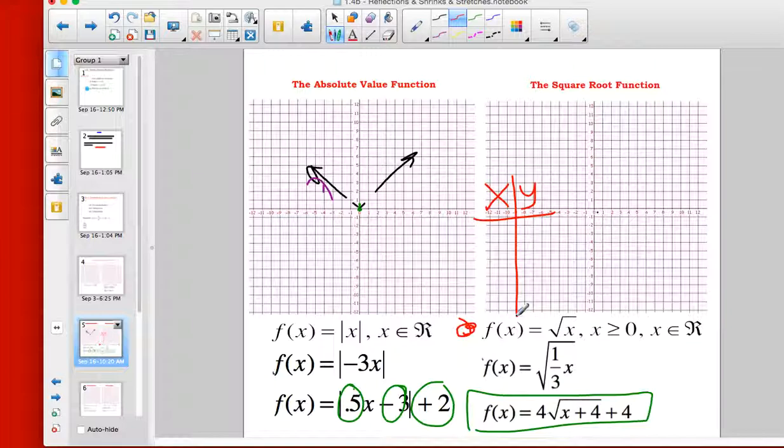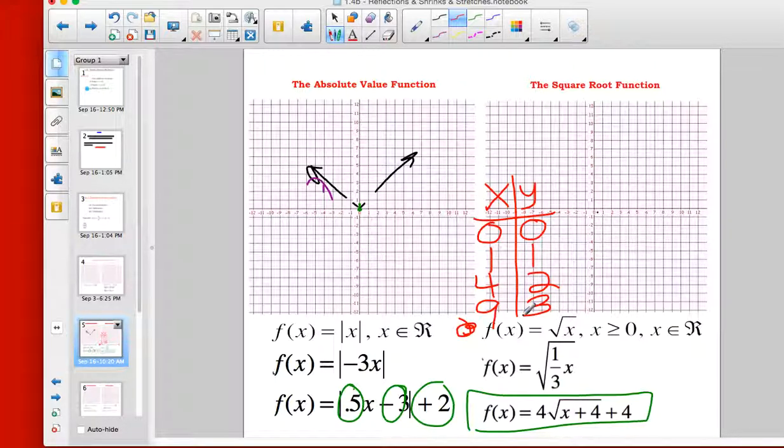Right? So let's see, if I plug in 0, I get the square root of 0, which is 0. If I plug in 1, I get the square root of 1, which is 1. I'm going to plug in 4, because the square root of 4 is 2. And the last one I'll do is 9. The square root of 9 is 3. Right, so those are the 4 points you really need for every square root function.